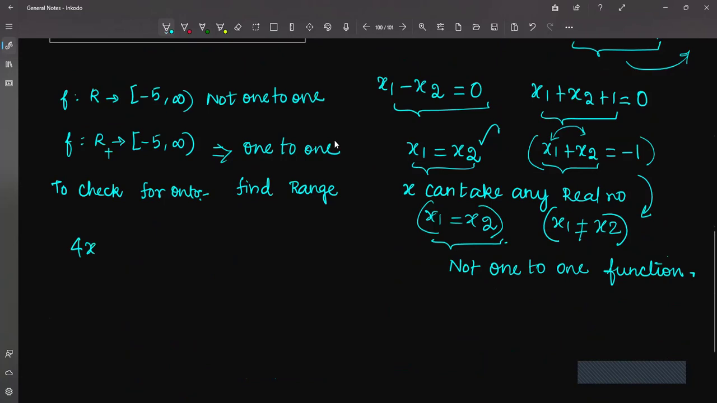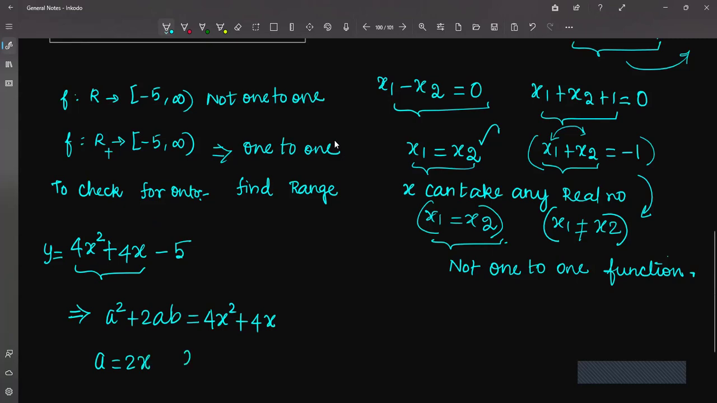So y is equal to 4x square plus 4x minus 5. This is a quadratic expression, which means we can complete the squares. If you observe, the first two terms resemble a square plus 2ab. If a square plus 2ab is equal to 4x square plus 4x, then a is equal to 2x, 2ab is equal to 4x. If you substitute 2x in place of a, you will get b is equal to 1. So we need to add +1 and -1.